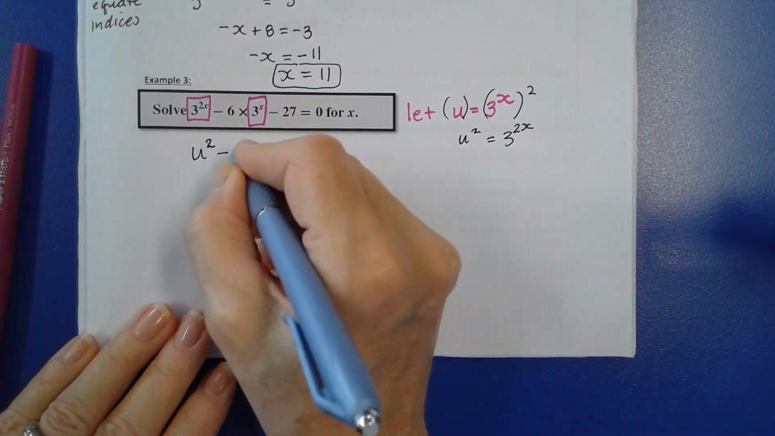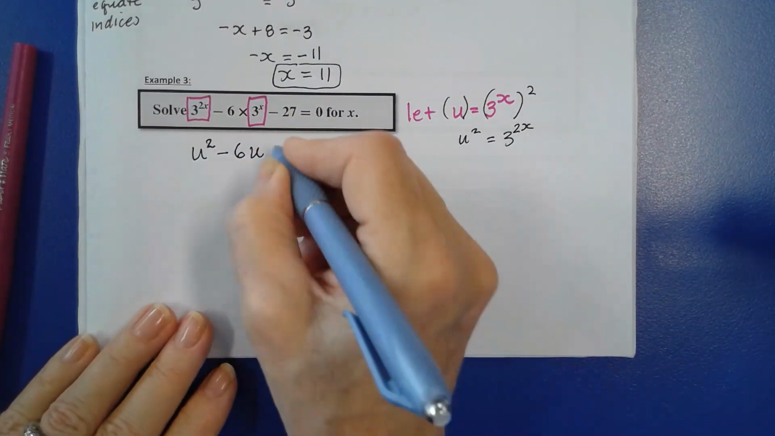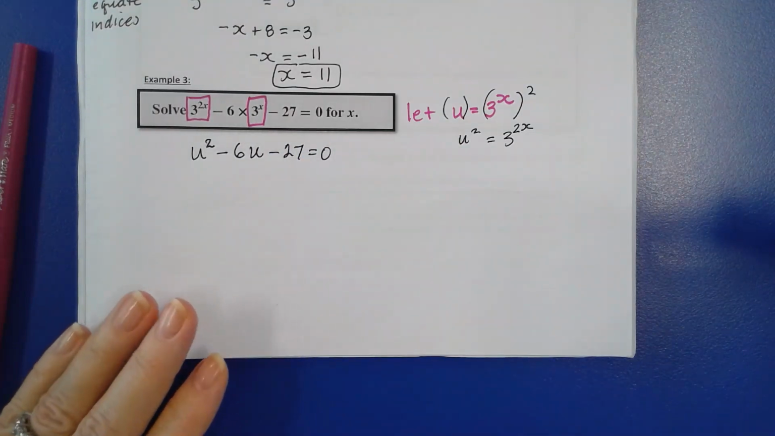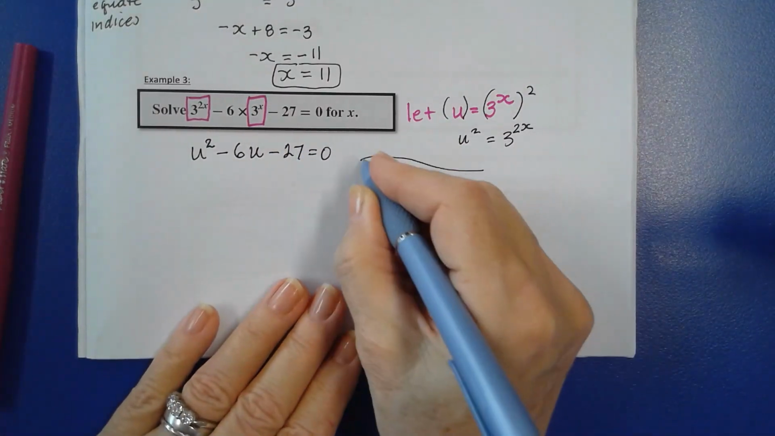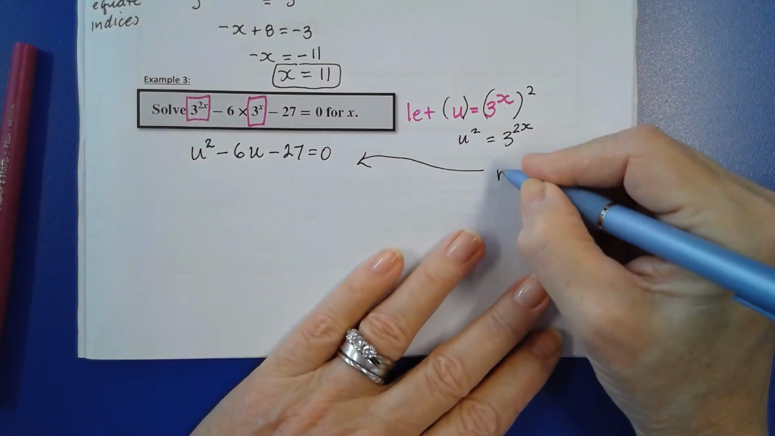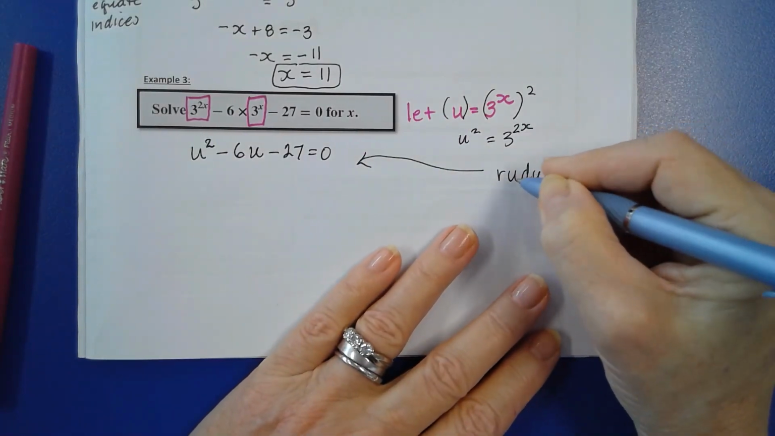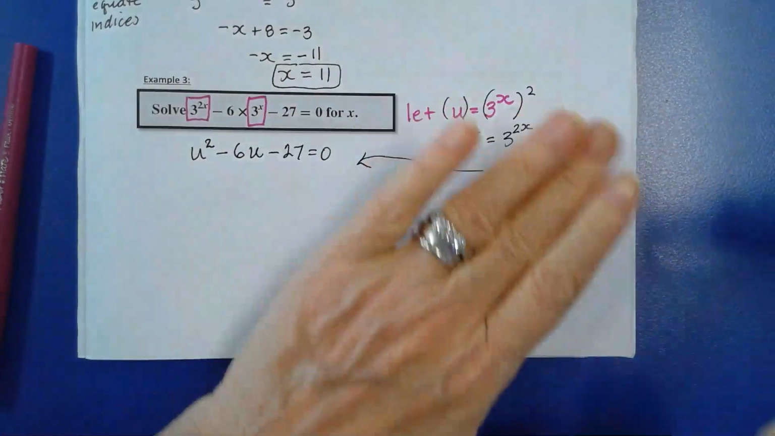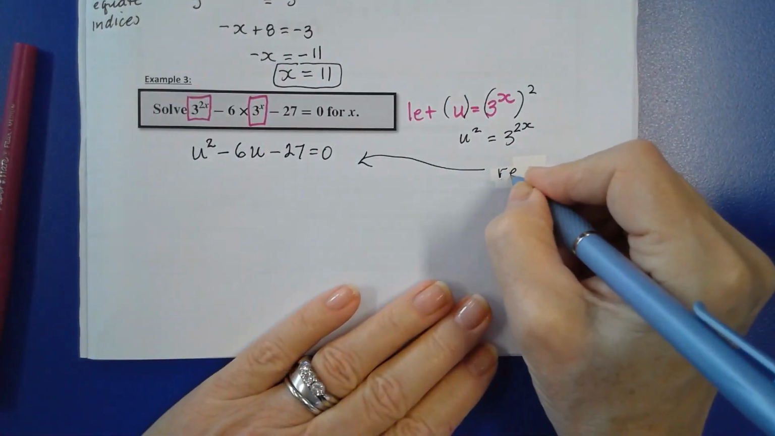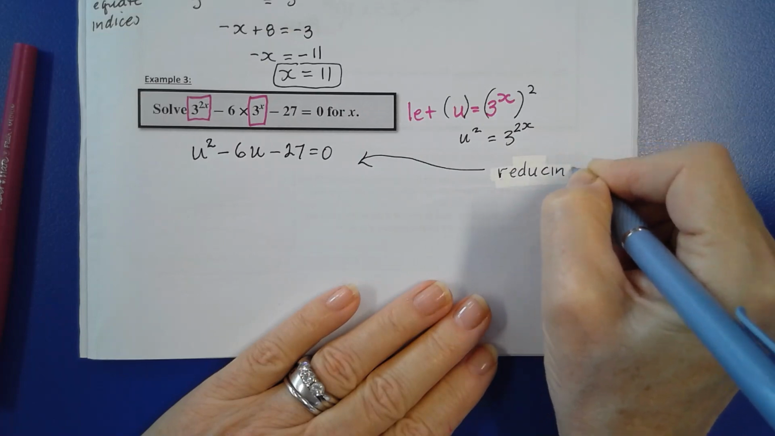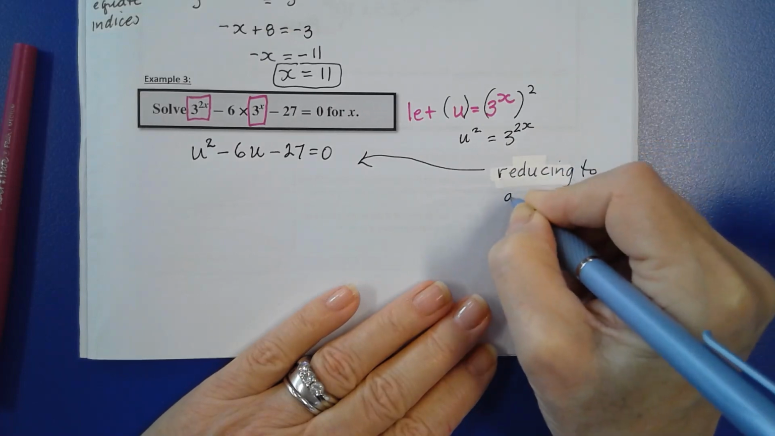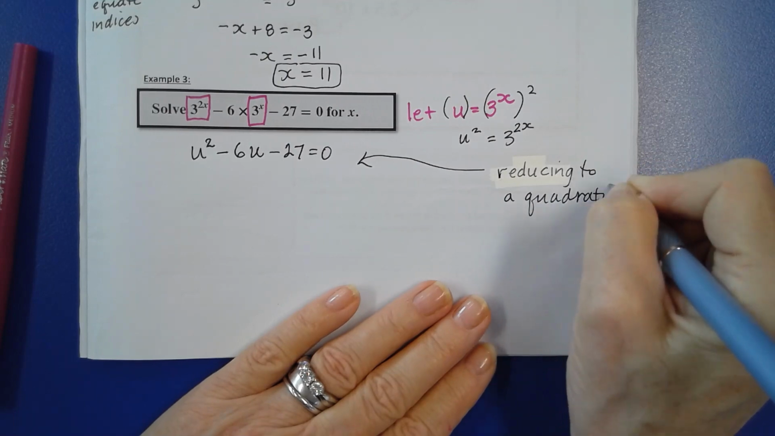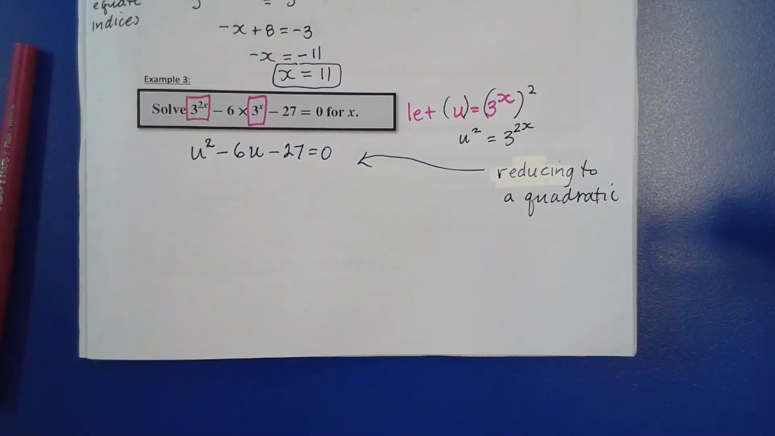Then I put u squared minus 6u minus 27 equals 0. So what I've done there is called reducing to a quadratic. Okay, I've reduced it to a quadratic. Now what do you reckon you do?